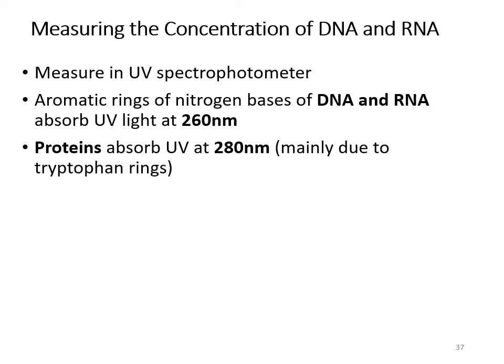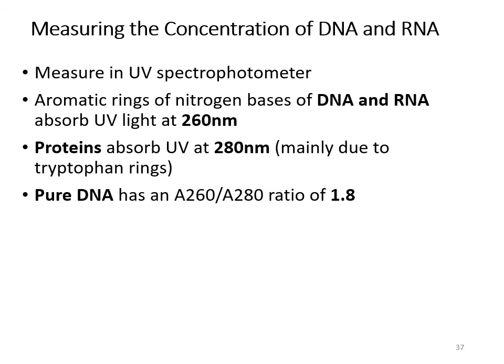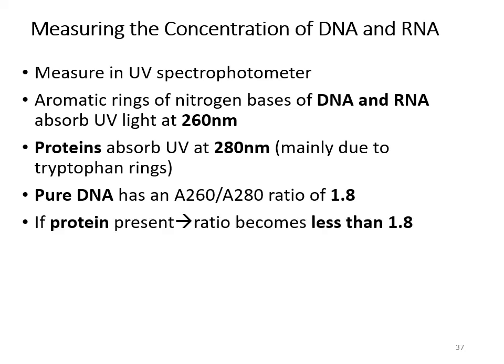So when you then do the ratio of 260 over 280, pure DNA will have a ratio of 1.8. Circle, star, highlight that number. 1.8 on a UV 260 over 280 tells you you have pure DNA in your sample. You did a beautiful job of isolating DNA.